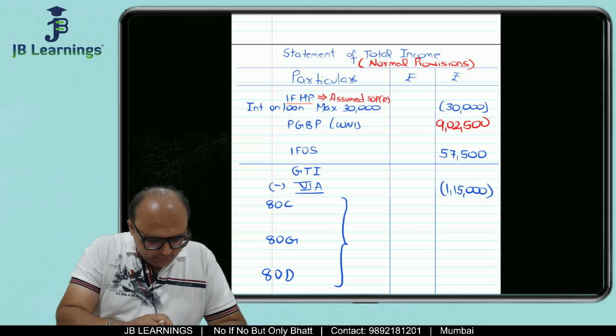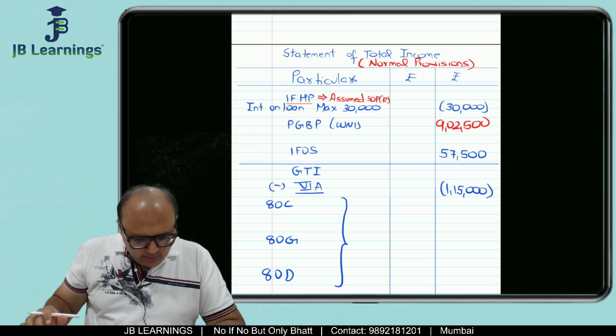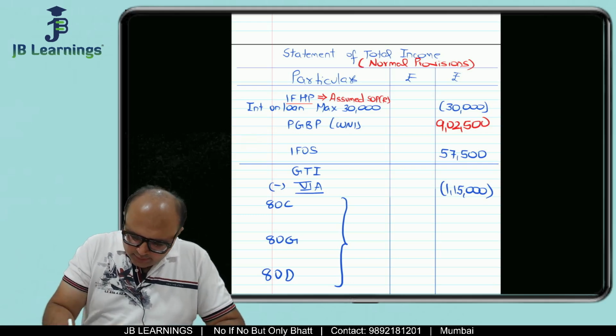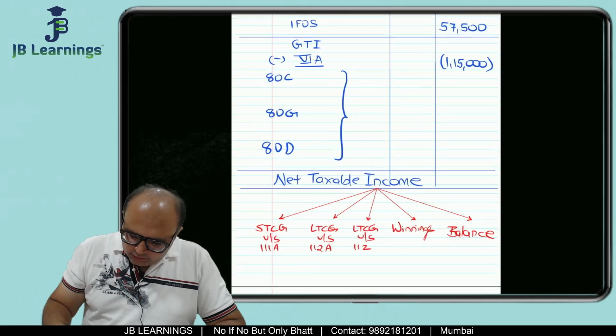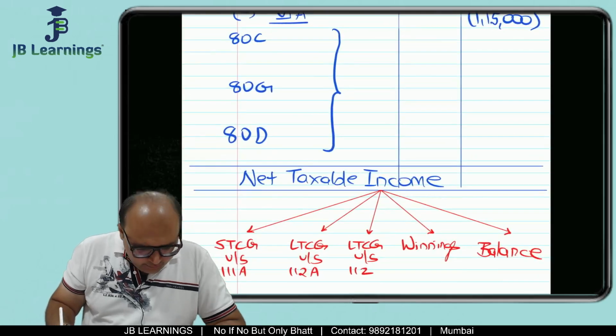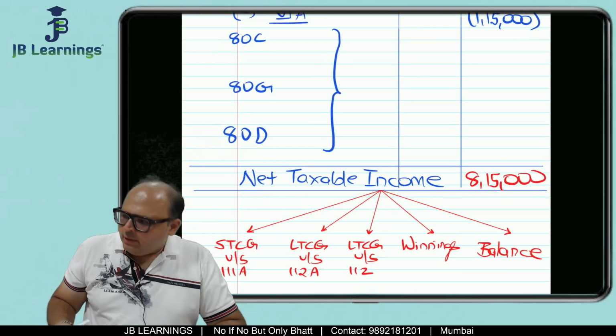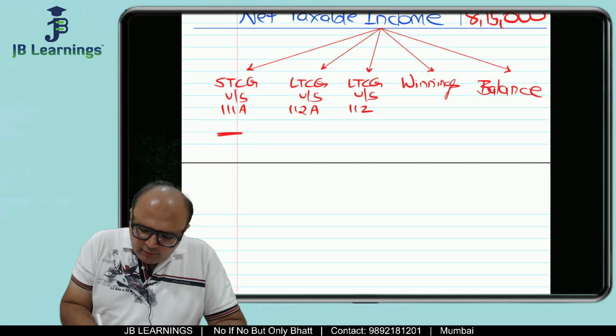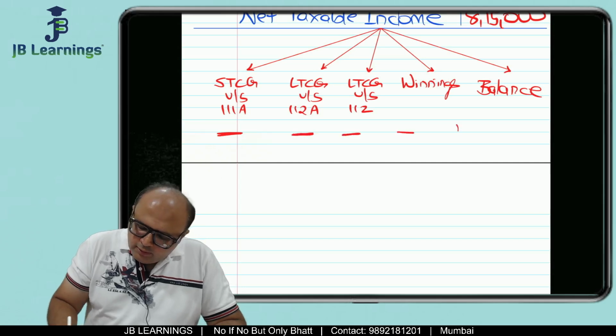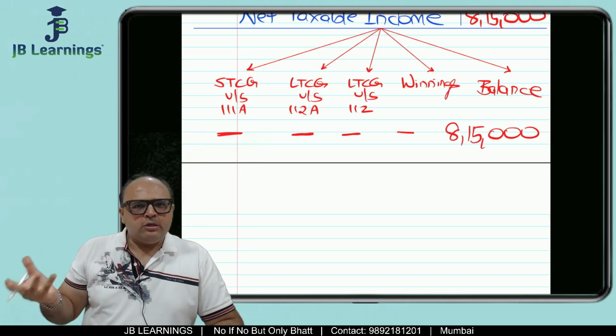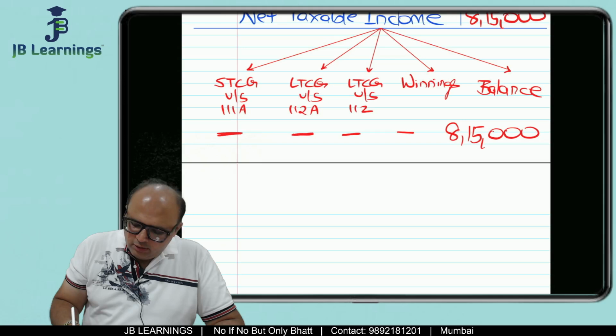9 lakh 2,500. Rest all everything will remain same. My house property will remain same 30,000. My EFOS will remain same. My chapter 6A will remain same. Now the final answer over here will become 8 lakh 15,000. Again, if I have to calculate tax in this also, this would be 8 lakh 15,000. So no rebate, no surcharge, no marginal relief.